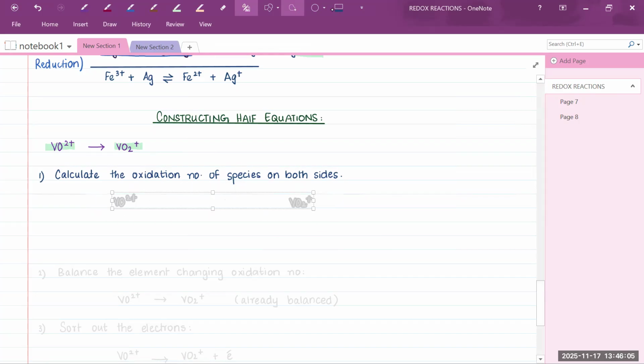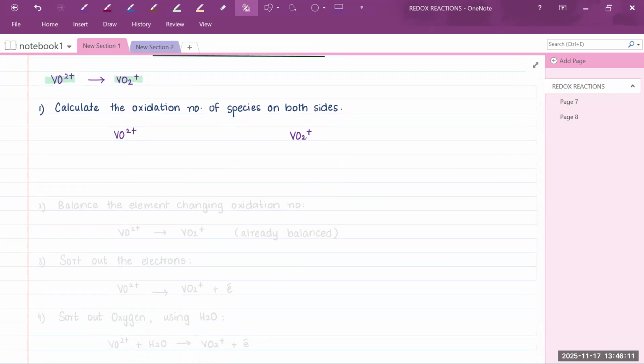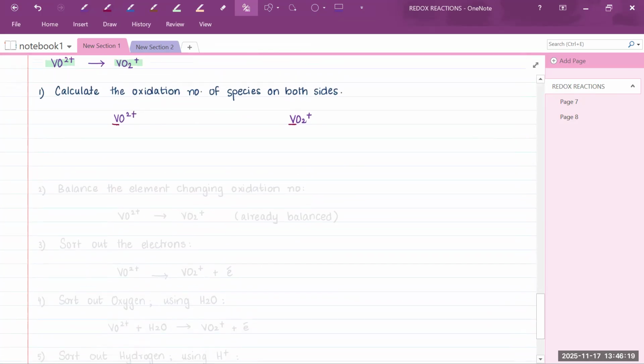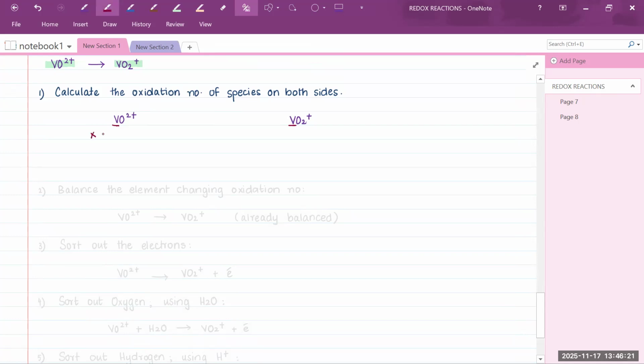So we have the two species with us, and we'll find the oxidation number of these. Oxidation number of vanadium, that is the main thing, not oxygen. So X is for vanadium, plus minus 2, and the overall charge on the compound is plus 2. That is not the charge on itself. X minus 2 plus 2, X is equal to plus 4.